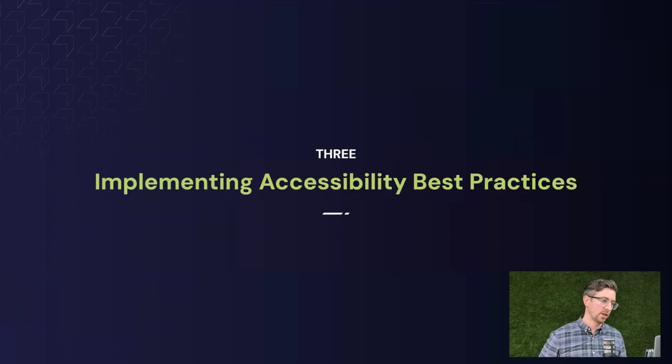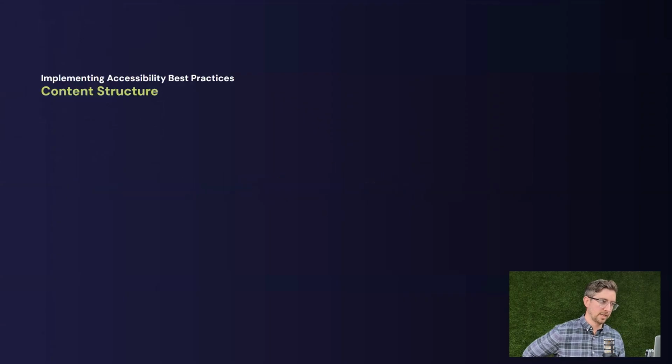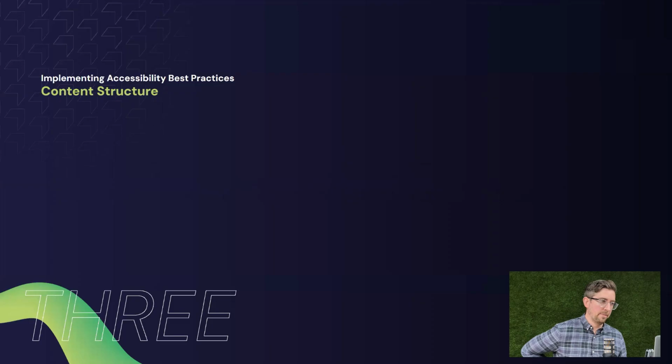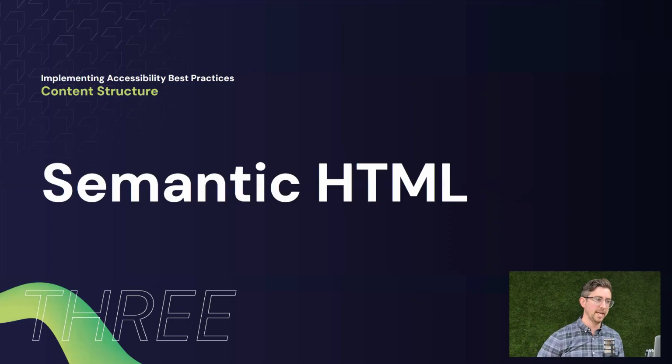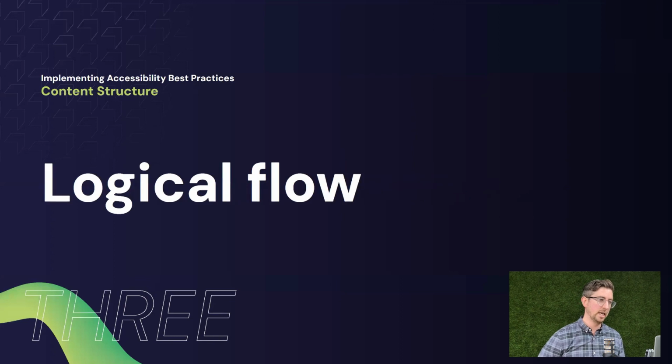Then section 3. So here we're looking at implementing accessibility best practices themselves. So first up is content structure. So here we want to make sure we're using semantic HTML to create a logical flow. So what does that actually mean? What is semantic HTML? So HTML is a bit like the image tag that we looked at earlier, with the alt attribute on it, that is HTML. So it's essentially the building blocks, the code behind your website, and the structure of your website.